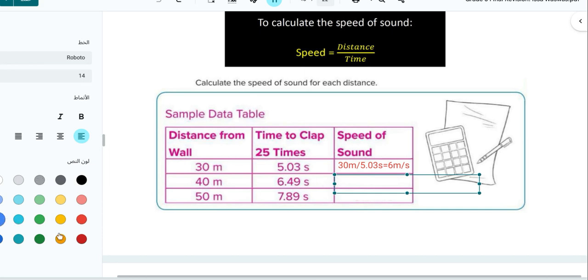Change color just to make it easier to look at. 40. And you guys will be provided with calculators during your tests. 40 divided by 6.49. Again, it might be easier to round this to 7, but since you'll have calculators, there's no need to. 40 divided by 6.49, and this will be a multiple choice question, is equal to 6.